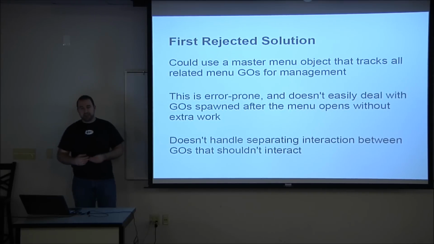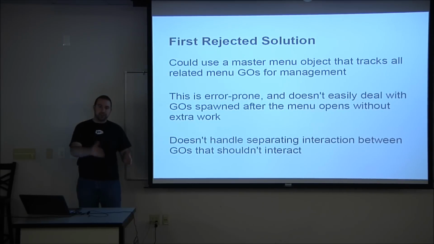One would be to have a menu system object that just tracks all the game objects for the menu. So you've got some kind of system somewhere: when you open up the menu, it creates all the game objects for the menu, all the buttons and backgrounds, and registers them in a list of game objects. So when you close the menu, you just iterate over all the objects in that list and destroy them. One problem with this is that it's error prone. You have to remember to actually register these objects from the menu with this list.